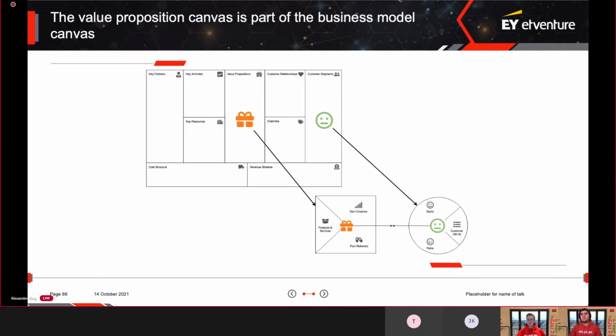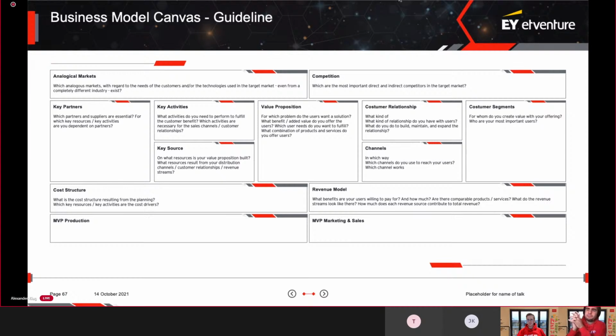But there are a lot more aspects you should consider in your business model. Here we provide you with a template, which is usually our business model canvas that we use at our company when we come up with a new solution. The first part is analogous markets: markets with regard to the needs of the customer and/or the technologies used to target the market, even from a completely different industry. Can you see some parallels to your service or idea in another market, and come up with that idea?